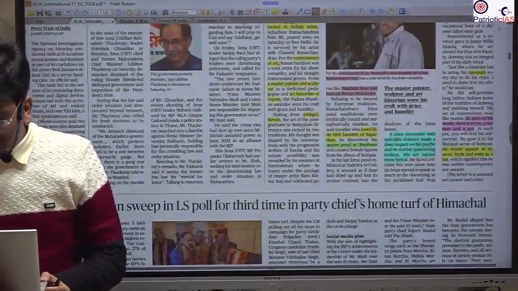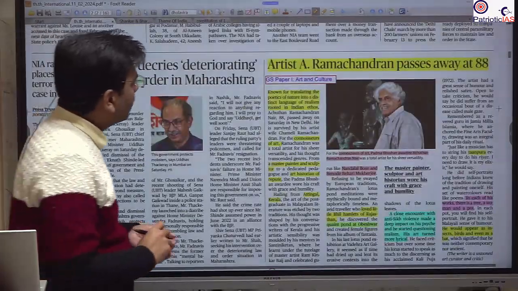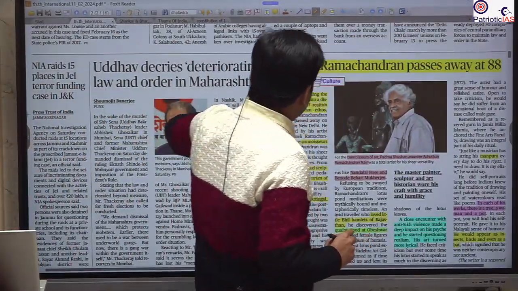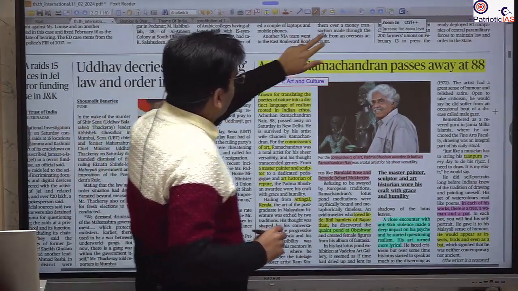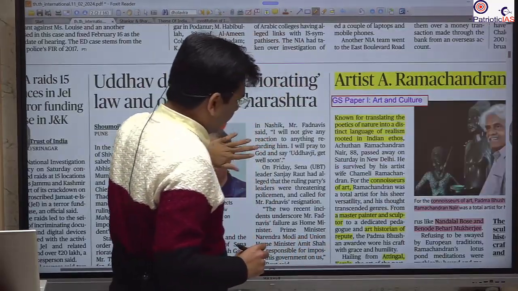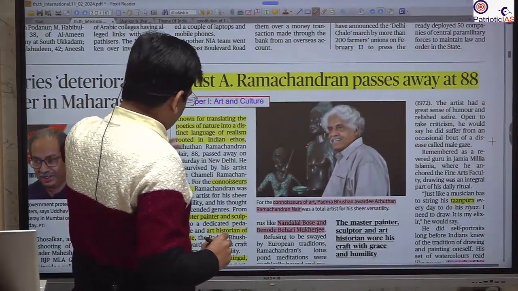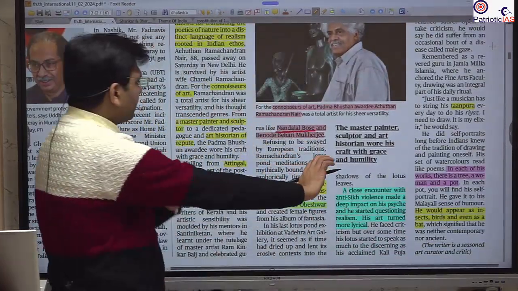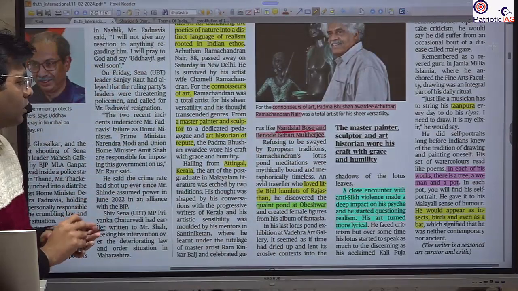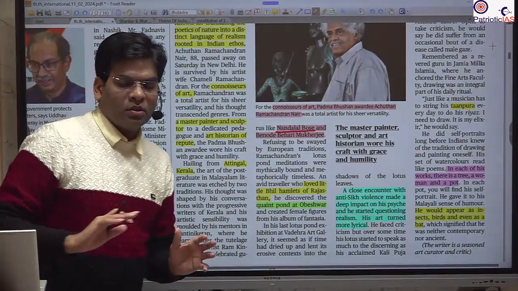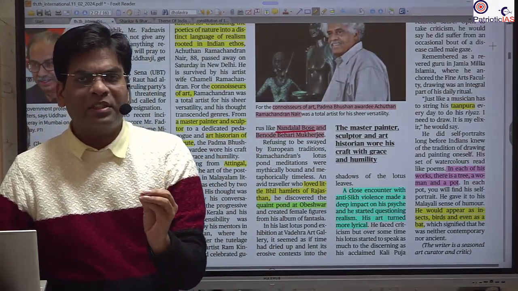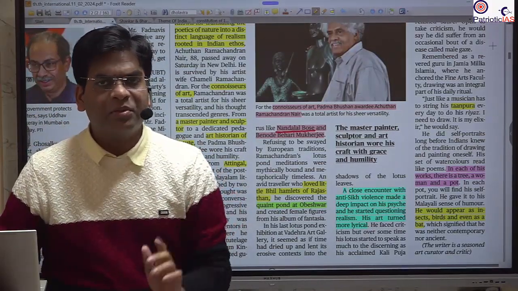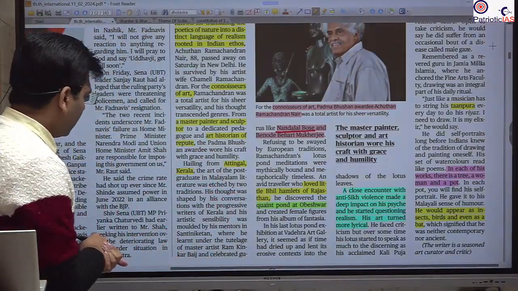Next important news that is relevant for us is with respect to this painter artist. He is known for his unique style of painting. So what is the unique style? You should know this Nandalal Bose was his mentor, and he is famous. He is known for his contribution to the artistic expression that has been added into our Indian Constitution.